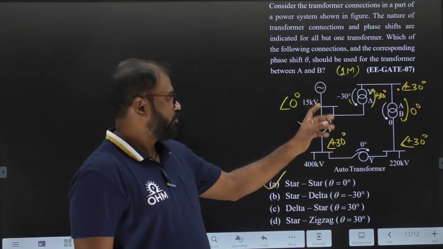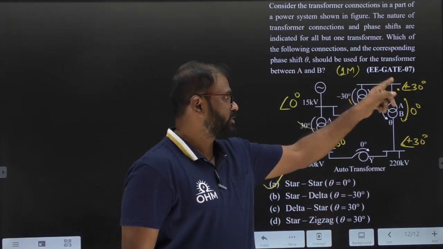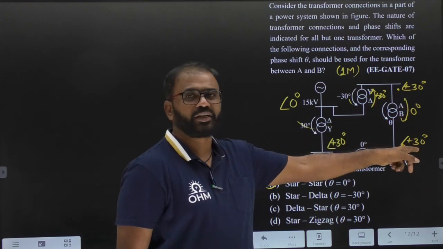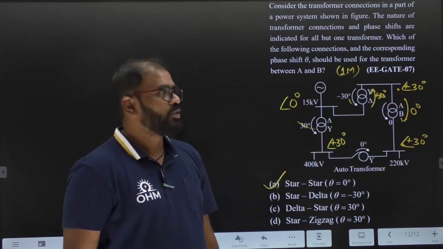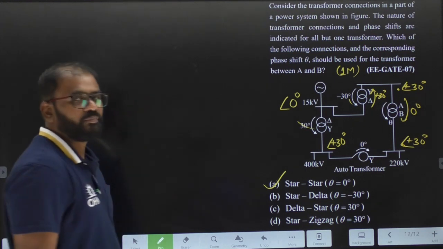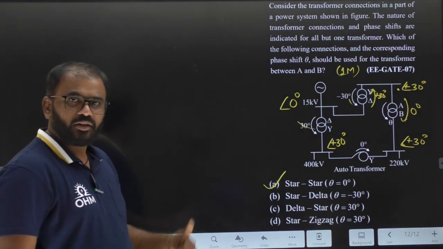Clear? But anyway, we came to the unknown transformer from both sides, and we proved that here 30 degrees and here 30 degrees, and there is no phase shift. So that means the answer is A. Clear? So we'll move on to the next question.